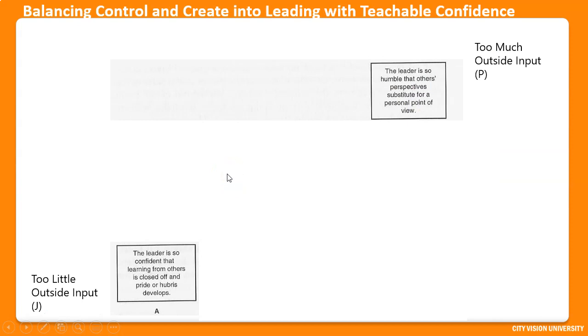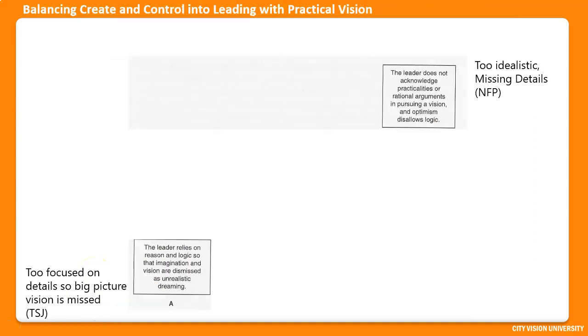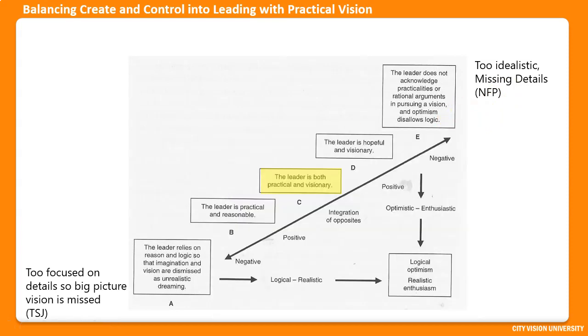So, I already talked about this before. There's a balance between the leader getting too much outside input and having too little input, and you want to be balanced in the middle. There's a balance between being too idealistic and not paying attention to details, and being so focused on the details that you miss the big picture.